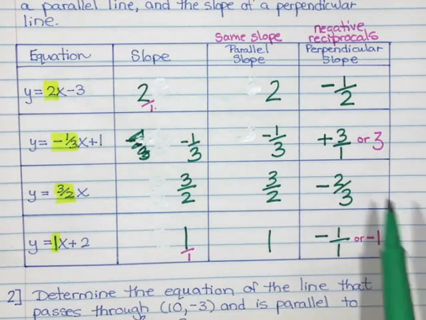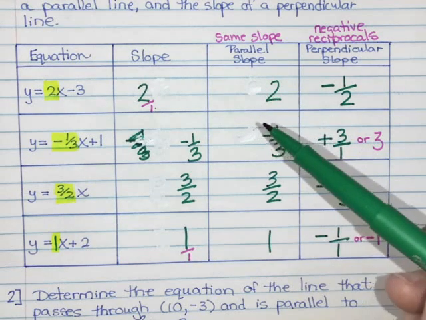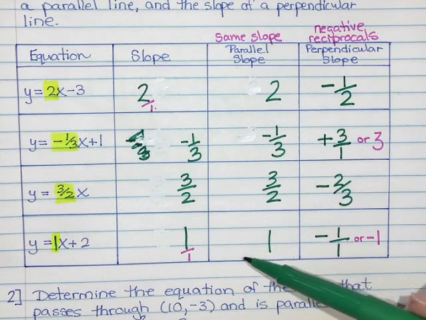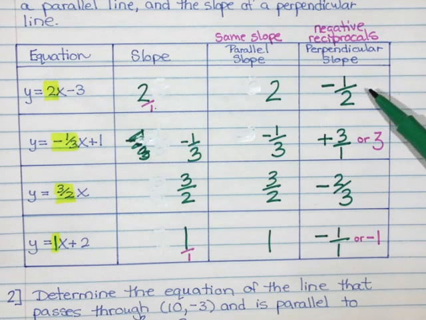So when things have the same slope, it means it's the same. When they're parallel, they have the same slope. So we leave the slope the same. If it's perpendicular, the slope should be a negative reciprocal, which means you change the sign and you flip over the fraction.